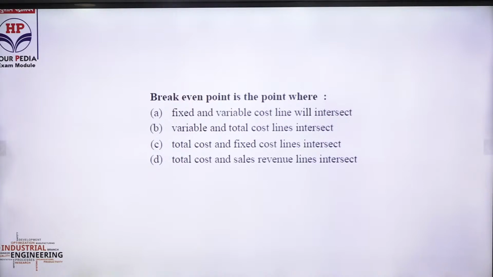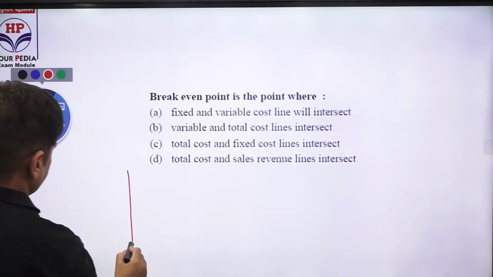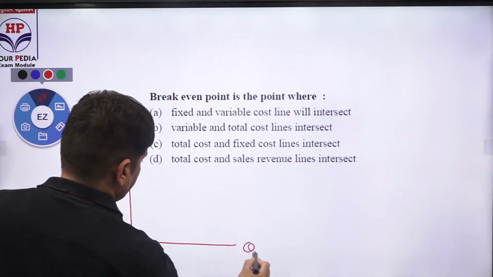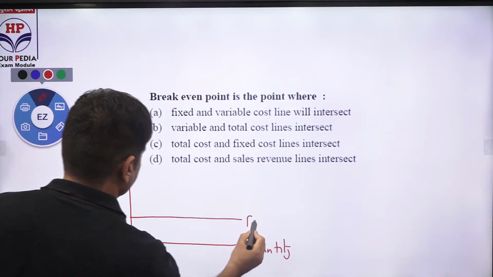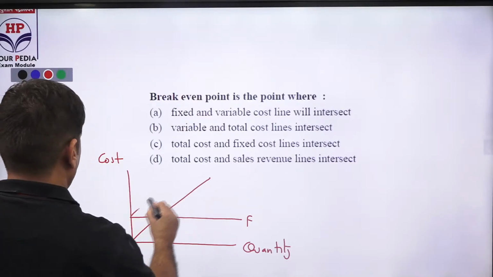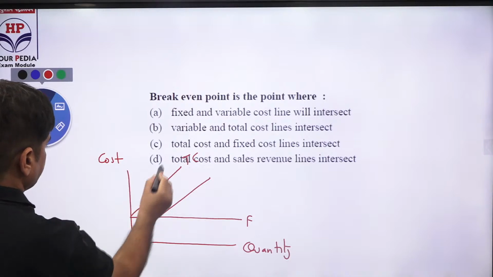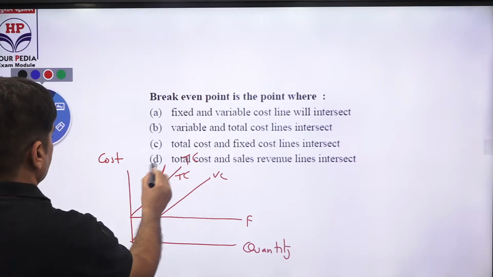Give the answer fast. Break even point is the point where which two lines will intersect? So break even point is that point where two lines intersect. Can you tell me which two lines are there? This is the cost, this is the quantity, let us say quantity produced. You have a fixed cost, you have a variable cost. You add these two, it becomes total cost, and then you have total revenue also. So total cost, variable cost, total revenue.